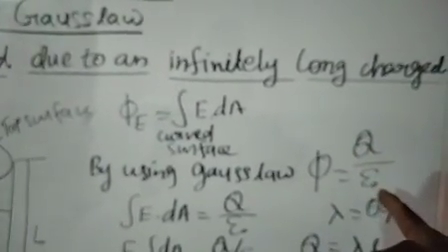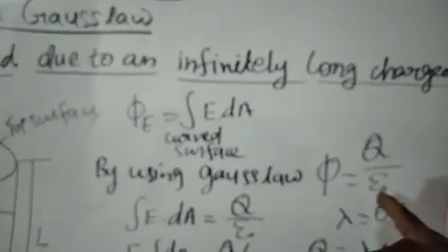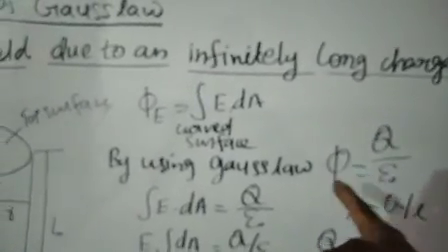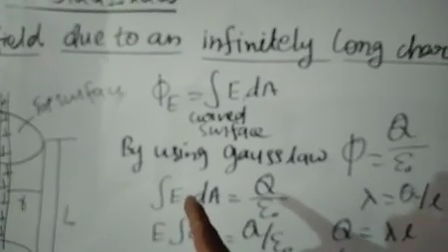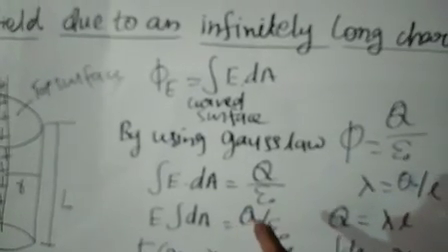By using Gauss law, phi equals Q by epsilon naught. The symbol epsilon naught, Q is charge, phi is electric flux. So equating these two equations, we obtain the integral of E dA equals Q by epsilon naught. E is a constant term, so taking it outside the integration symbol, E times the integral of dA equals Q by epsilon naught.